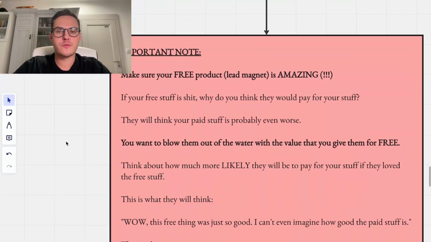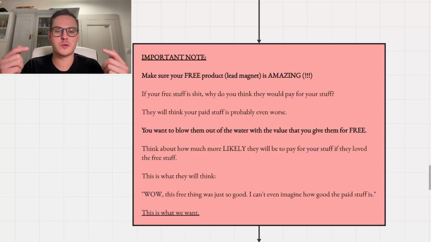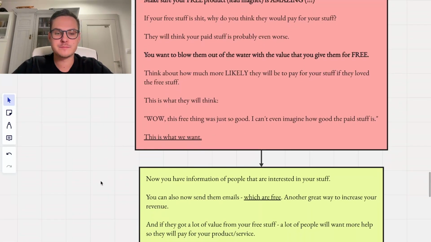Make sure that your free stuff, that your free product is amazing. Because if your free stuff is bad, why do you think they will pay for your stuff, okay? They'll think your paid stuff is probably even worse. You want to blow them out of the water with the value that you give them for free. Think about how much more likely they will be to pay for your stuff if they love your free stuff. This is what will be going through their mind: Wow, this free thing was just so good, and I can't even imagine how good the paid stuff must be. And this is exactly what we want.